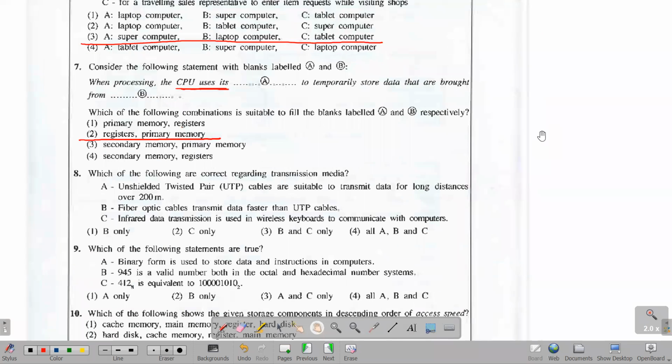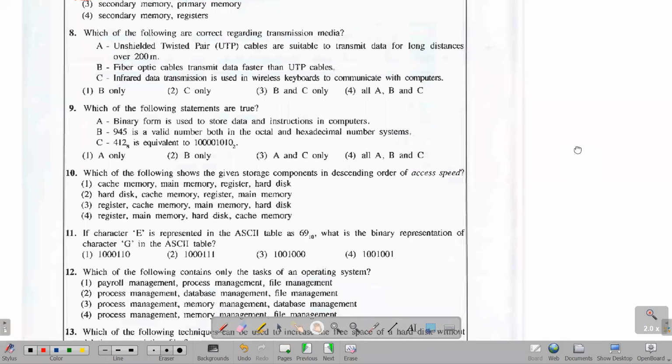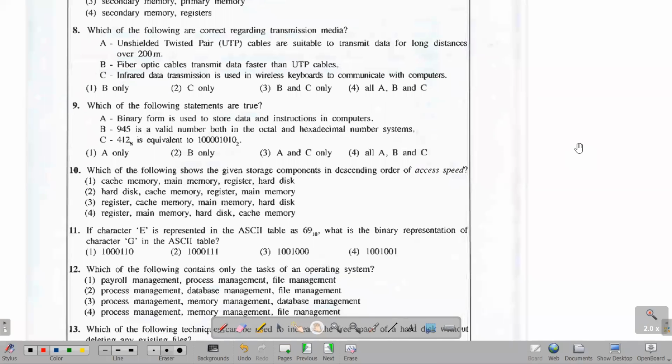And the eighth, which of the following are correct regarding transmission media? Unshielded twisted pair UTP cables are suitable for transmitting data for a long distance over 200 meters. Over 200 meters, it is not possible. Maximum up to 100 meters. So it is wrong. Fiber optic cable transmit data faster than UTP cables. Definitely, fiber optic is the fastest data communication method.